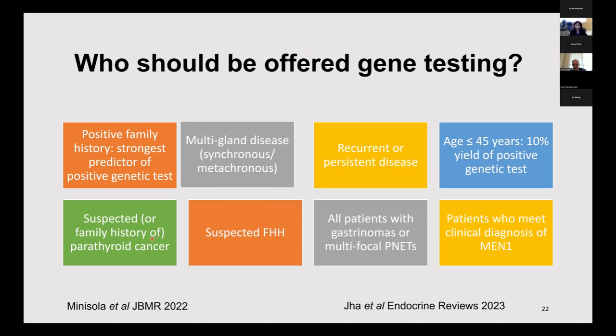And again, patients whom you suspect, or they report a family history of parathyroid cancer. Or when patients in whom you're concerned about FHH, familial hypocalciuric hypercalcemia, and all patients where you're concerned about MEN1, those that have the extraparathyroidal manifestations of gastrinomas or multifocal pancreatic neuroendocrine tumors, or even those who meet the clinical criteria of MEN1.